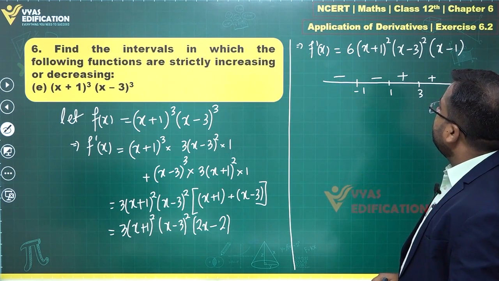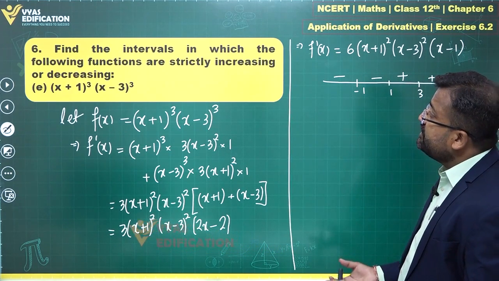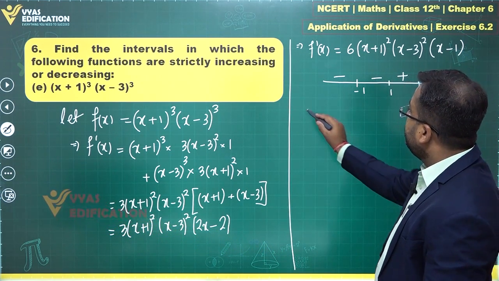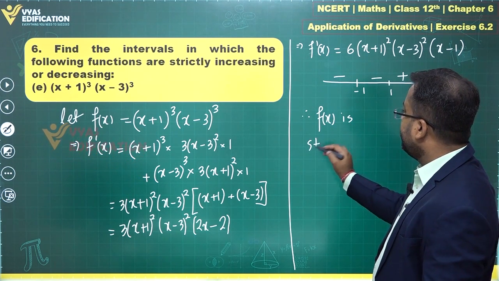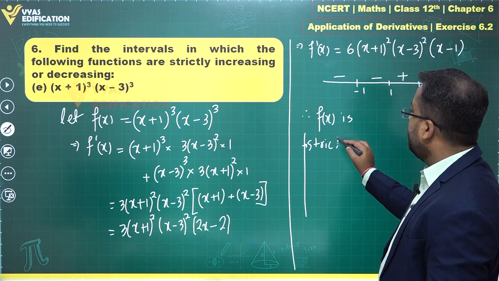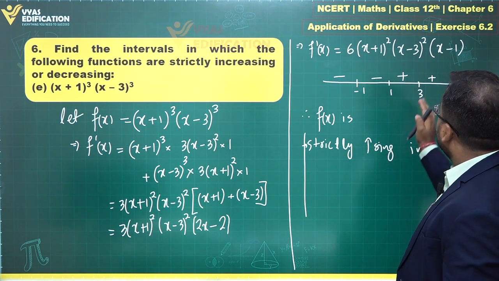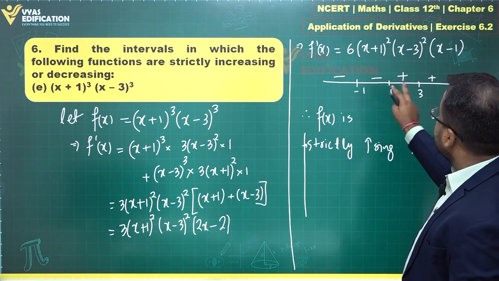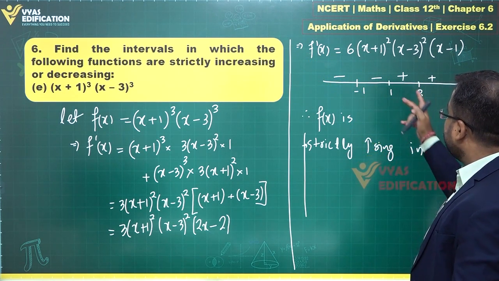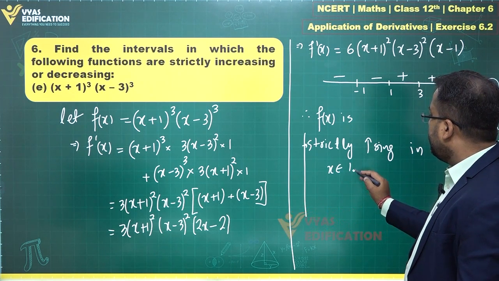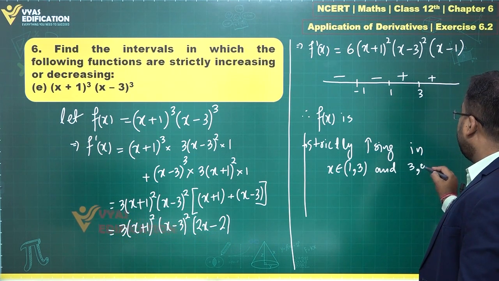Okay, and on the basis of this, can you comment on the intervals in which the following functions are strictly increasing or decreasing? Yes. Therefore, f(x) is strictly increasing in which interval? I see that f prime x is positive over here and over here. So f(x) is strictly increasing for x belongs to (1, 3) and another interval, that is (3, infinity).